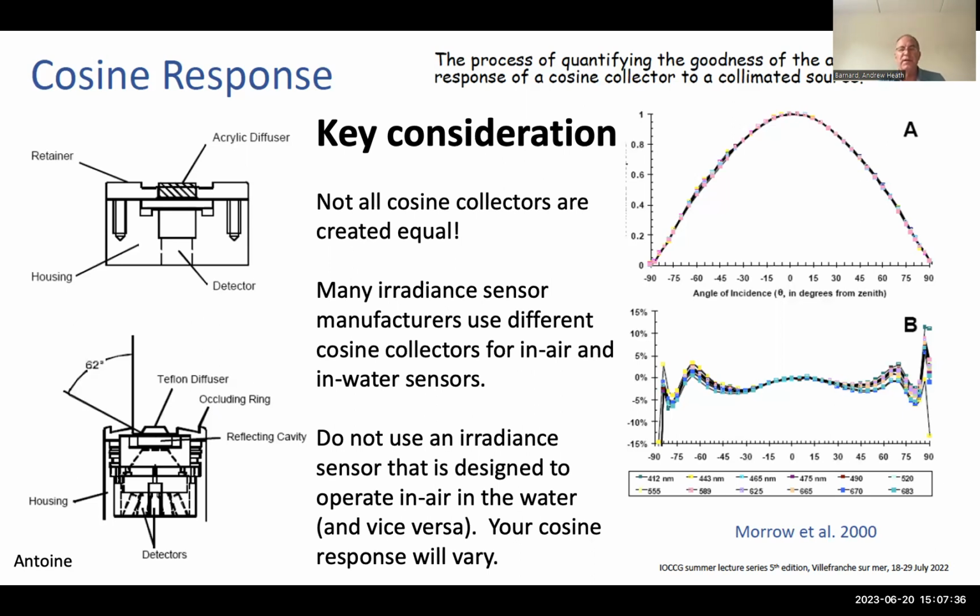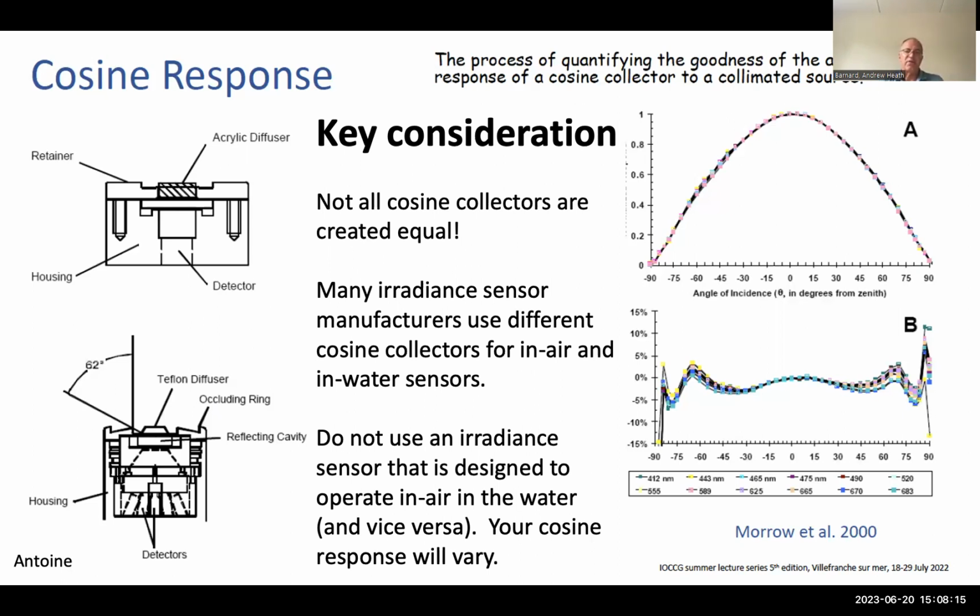Also, many irradiance sensor manufacturers use different cosine collectors for air and in water. So that's really important, and that helps, of course, because you've got to have a good cosine collector. But that cosine collector also has an immersion effect as well. And so most vendors have found that the same material they might use in the air for the cosine collector is not the same material they would use in the water for the cosine collector, because they don't work equally as well in both conditions.